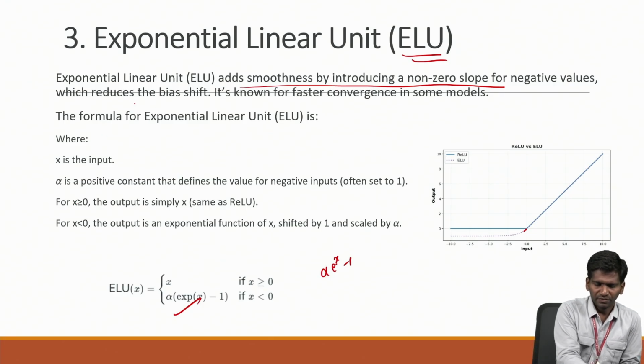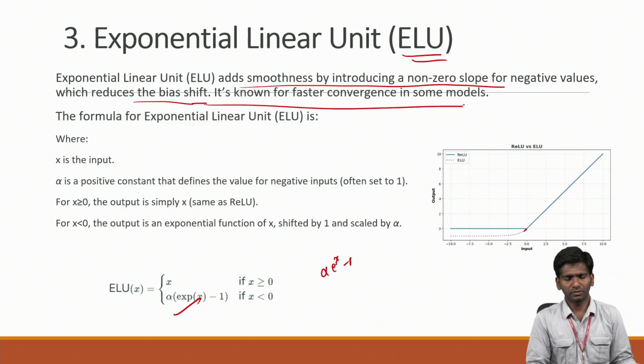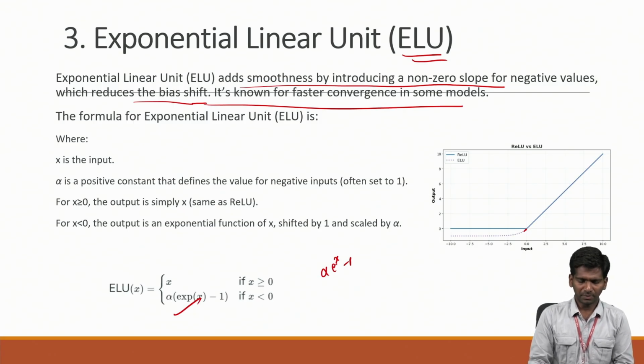This reduces the bias shift, which is known to give faster convergence in some models. So we can get faster convergence if the neurons are learning very fast. This is what the mathematical equation and graph look like. We have a slope here. That's the main difference.